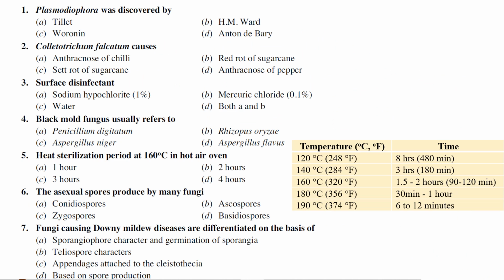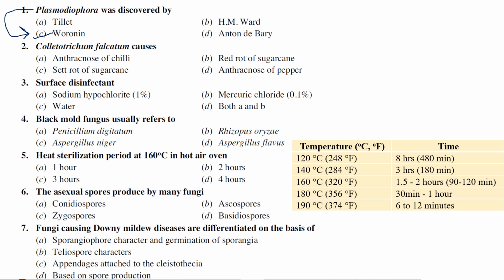ASRB NET plant pathology preparation model question paper 18. So the first one is: Plasmodiophora was discovered by. Actually, the genus, or maybe the life cycle and all those things, was actually discovered by Tillet, H.M. Ward, Woronin, or Anton de Bary. So the Plasmodiophora brassicae, that is clubroot of crucifers or cabbage, was first discovered by M.S.